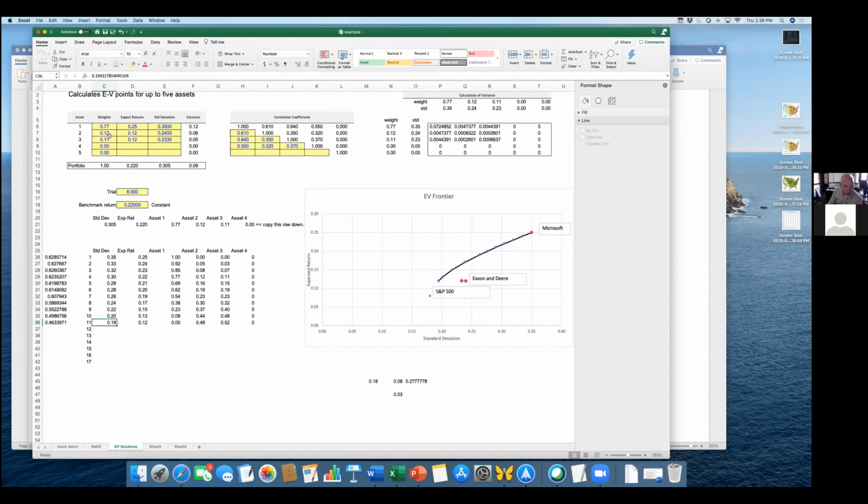Finance, always, you need higher expected return for the same risk. Greater than one is more risk than the market. All right. Less risk than the market. All right.